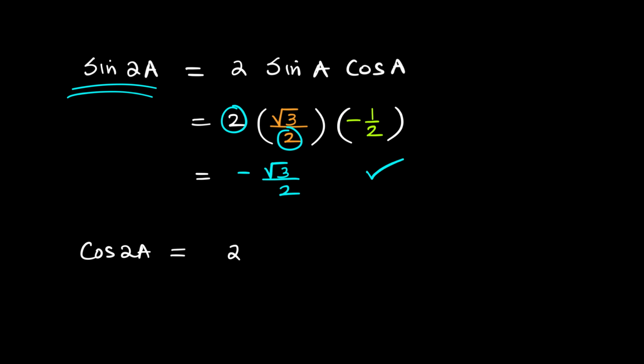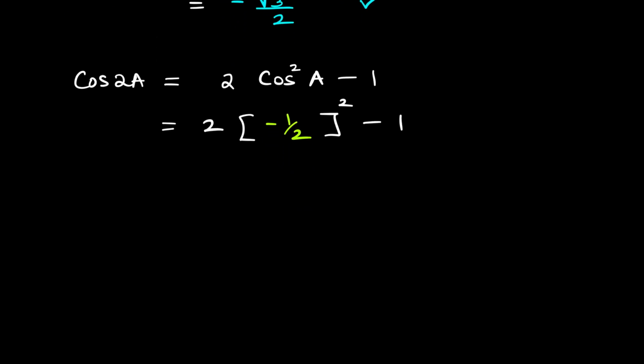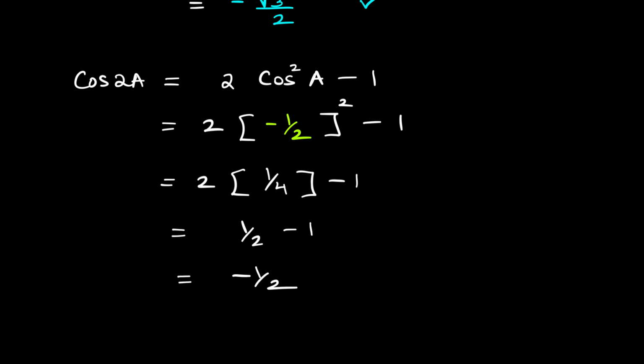Let me choose the second format, which is 2 cosine square A minus 1, which is 2 multiplying with cosine A, the whole thing square, minus 1. What is cosine of A? Cosine of A is negative half. So let's square negative half. And what do we have? We have 2 into positive 1/4 minus 1, which is half minus 1, which comes out to be negative half. So this is the value of cosine of 2A.